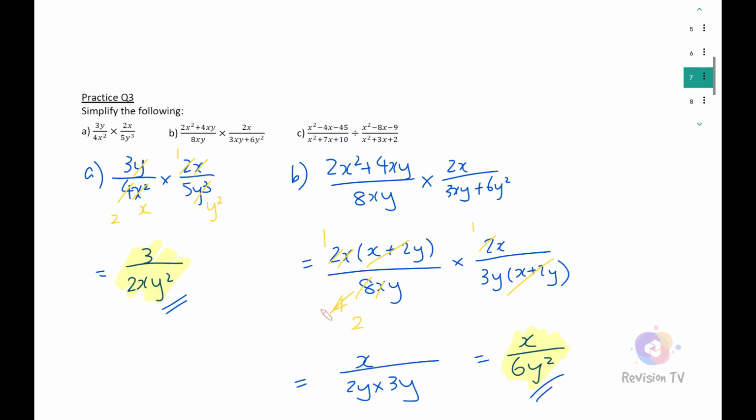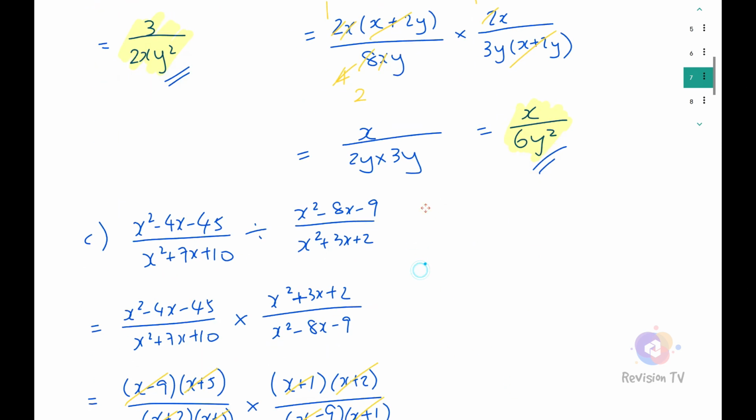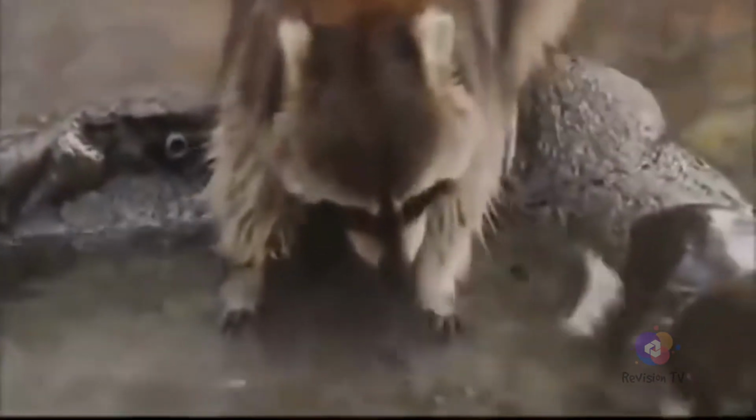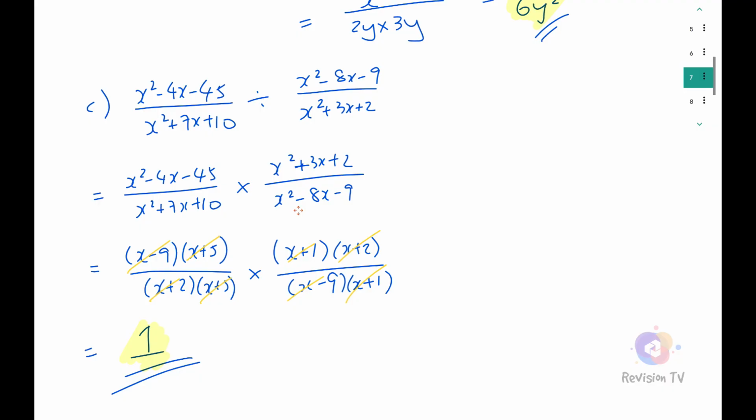Here are the answers. So simplify question A and B, you get these answers. For question C, I did a keep flip change first, and then I factorized every single quadratic, and then all of a sudden, magically, everything just dissolves. And just gone, and your answer is not 0. When you cancel everything, it's just 1.